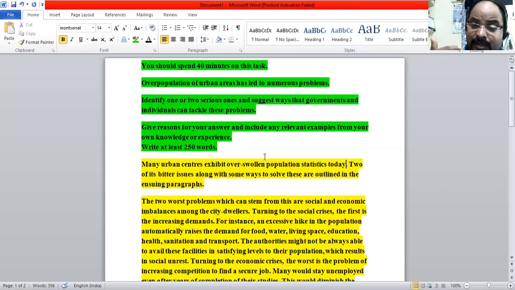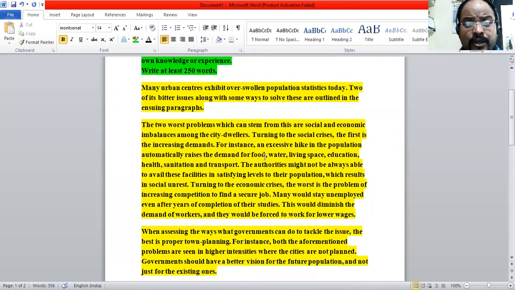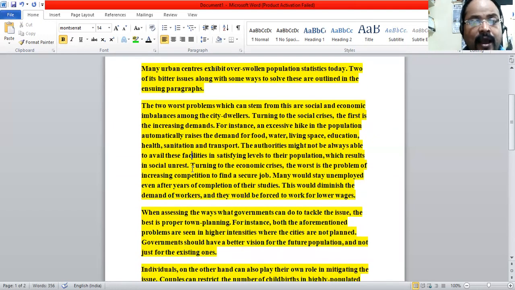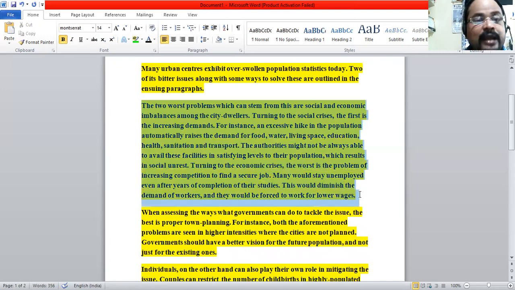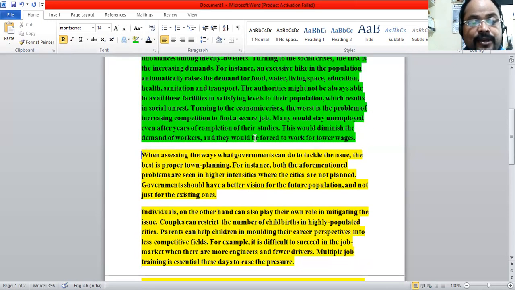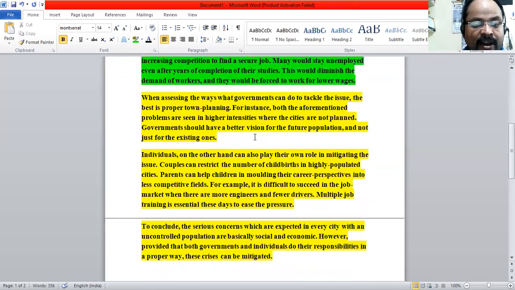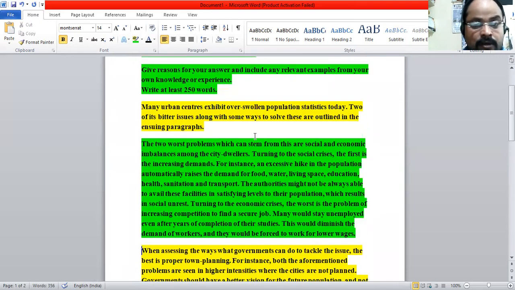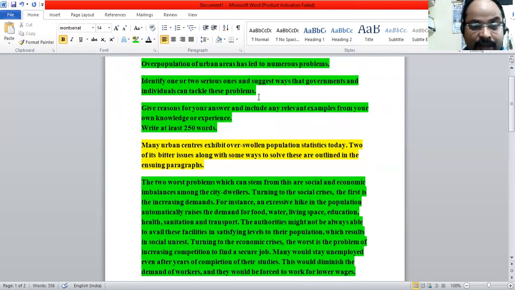That's the reason why I'm leaving it, because two of its bitter issues. They are going ahead with two bitter issues there in the first paragraph, and they're going to say what governments can do in the first paragraph and what individuals can do in the second paragraph, and then that is concluded. So that's it. So we have a perfect introduction here.